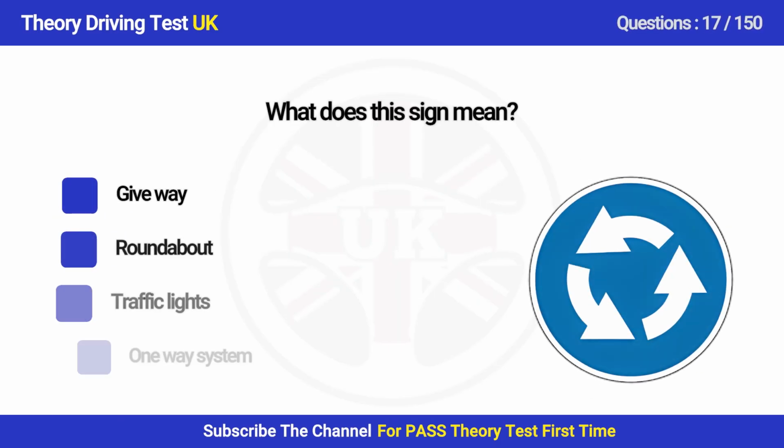Question 17. What does this sign mean? A. Give way. B. Roundabout. C. Traffic lights. D. One-way system.